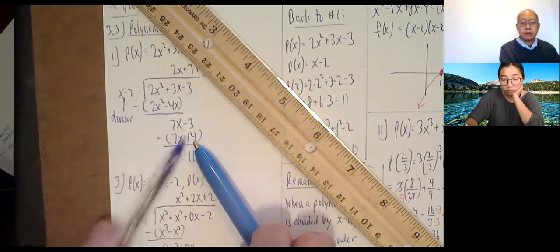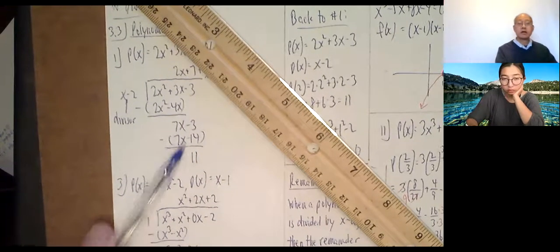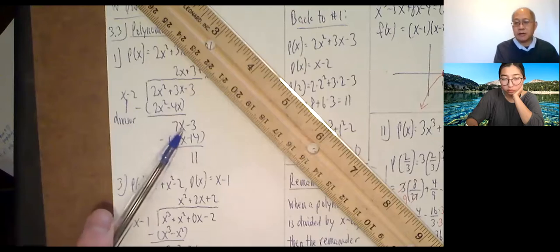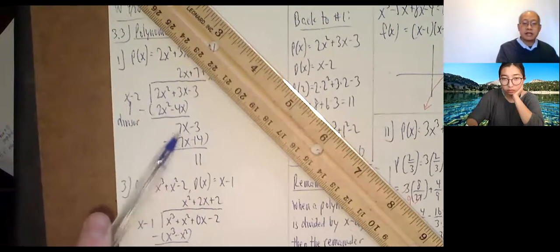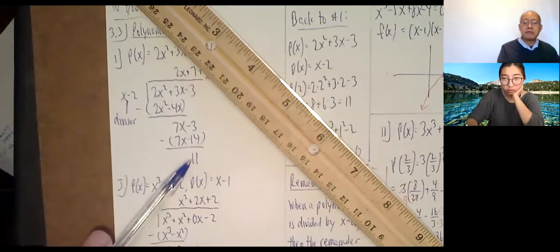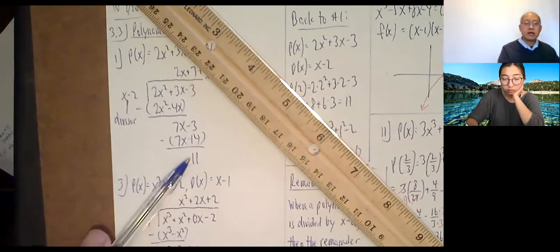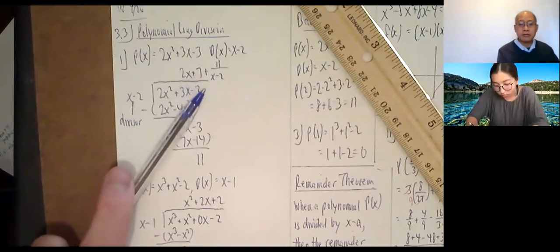All right, so parentheses, subtract. 7x minus 7x is nothing. You have to be careful because there's a lot of double negatives here. Negative 3 minus a negative 14, that's like negative 3 plus 14, which is a positive 11. Right, so my remainder is 11, and here's how you write it. Plus 11 over x minus 2.